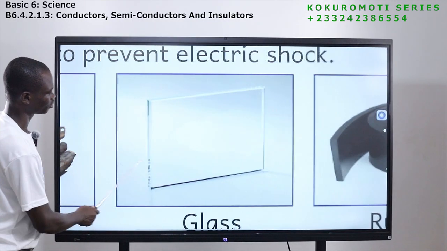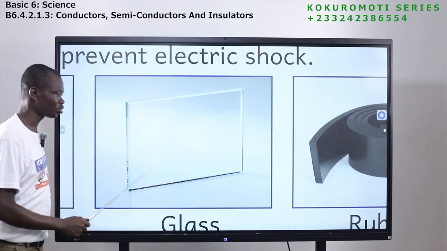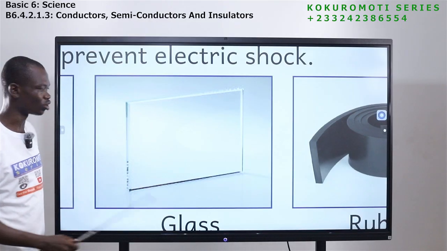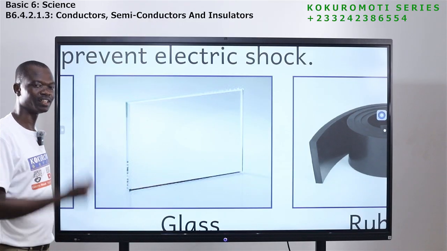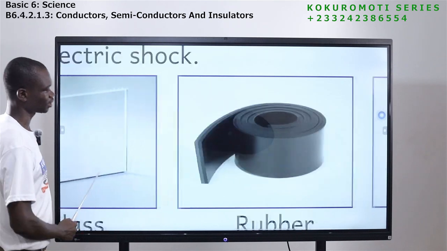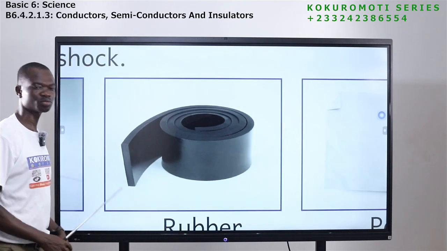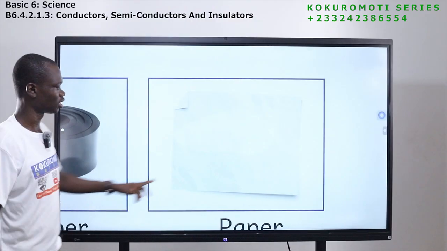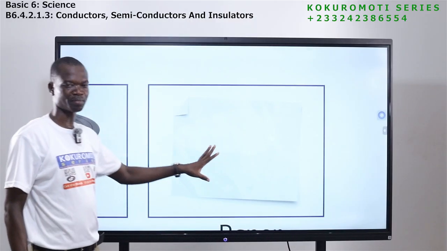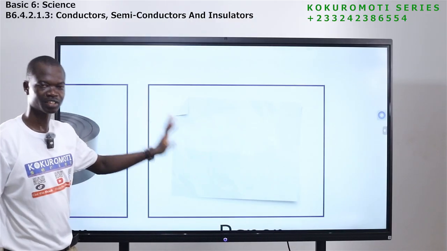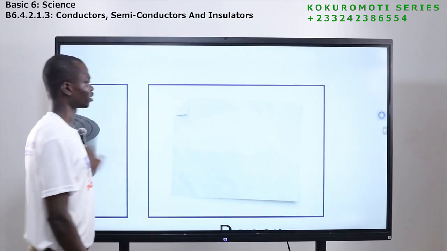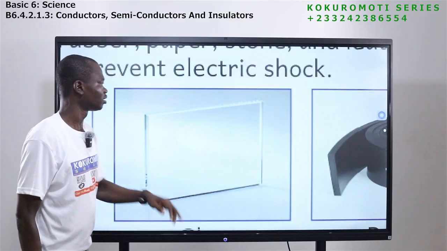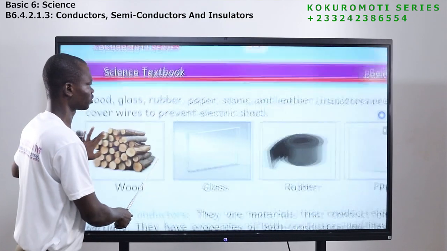Let's come to glass. Glass too is an insulator because heat cannot pass through, electricity cannot pass through. The next one is rubber. Rubbers too are insulators because heat cannot pass through, electricity cannot pass through. And then we have paper. Paper, heat cannot pass through paper, electricity too cannot pass through paper. Okay, so these are examples of insulators.